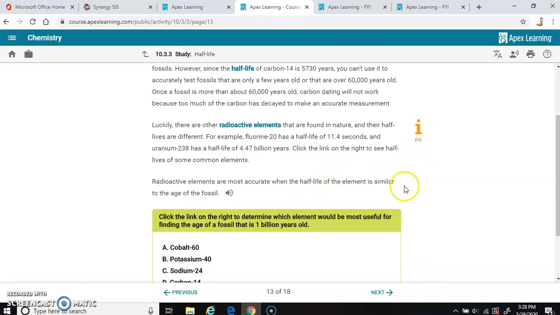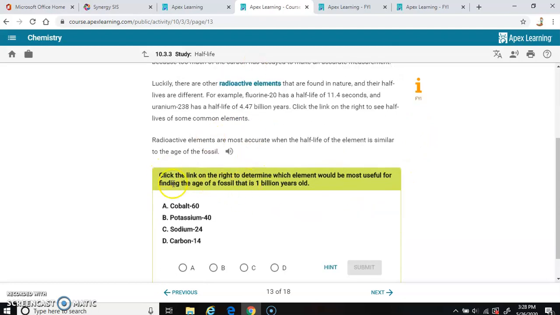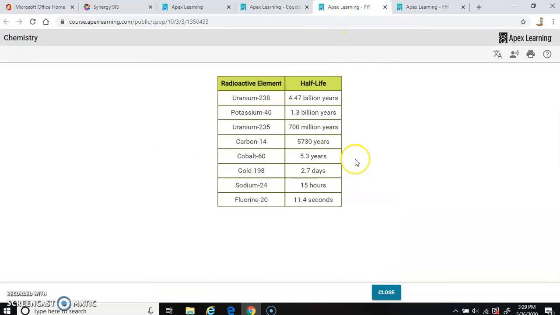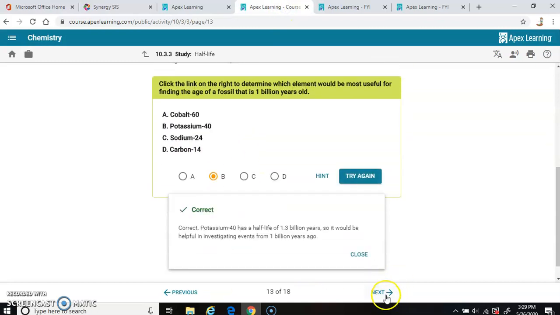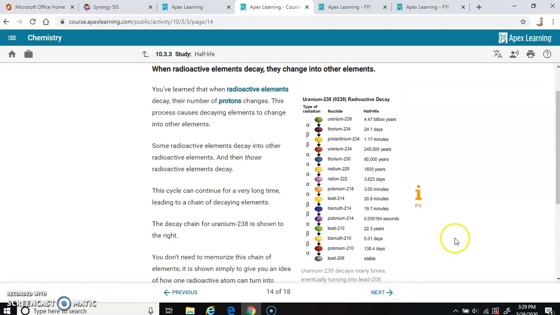So using this link, I'll pull it up in a second, which element would be useful if we have a fossil that's over 1 billion years old. If I look at my options, I'll go for the one that has a half-life around that number. So potassium, is that one of my options? Good. Potassium is there. Correct.